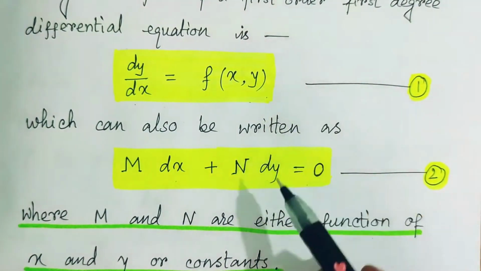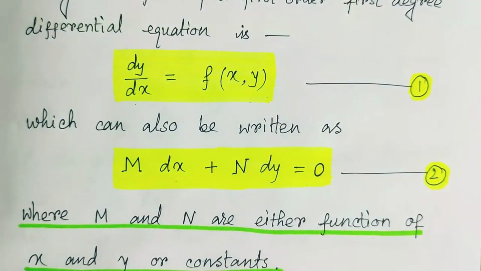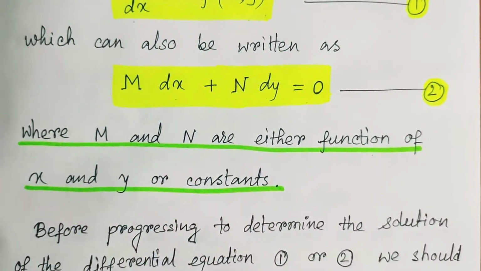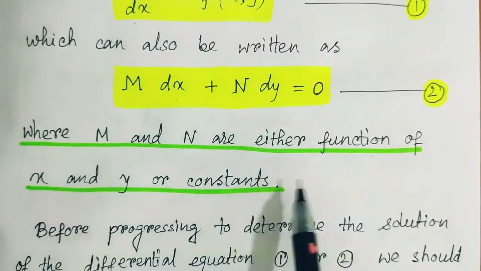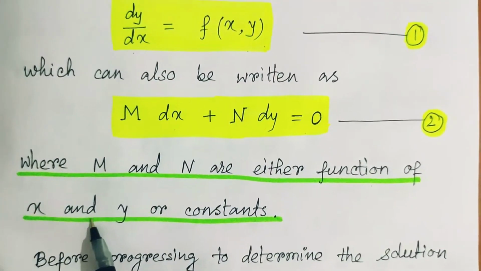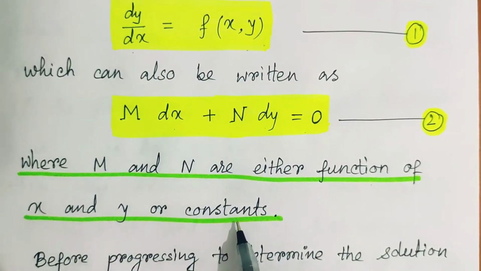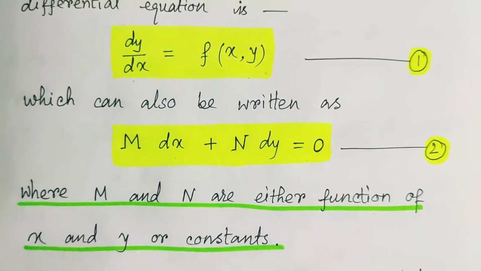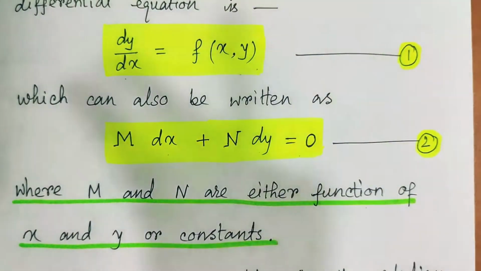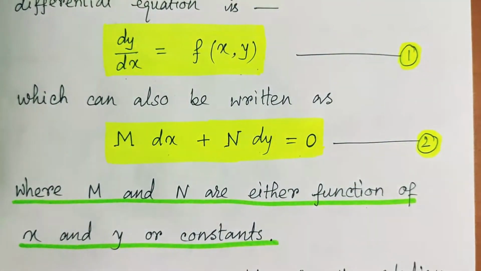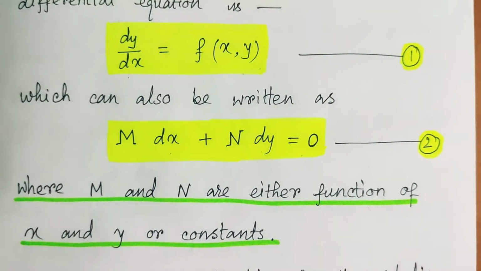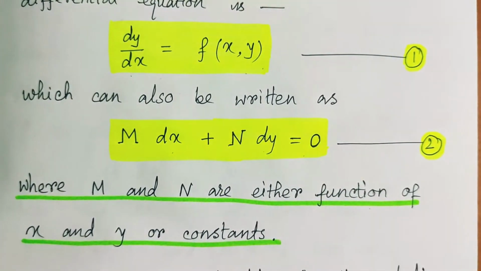So these are the two formats in which you may find your first order differential equation, where M and N are either functions of x and y or a constant. This is the formation of the differential equation, and how to solve it and what are those methods, that we should come to know now.